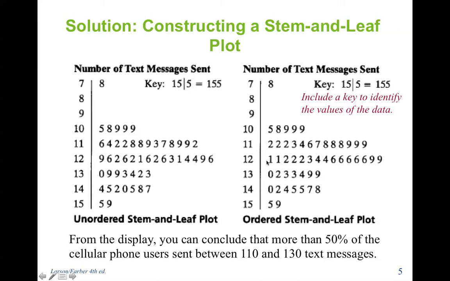And when we're looking at it this way, you can see a whole lot more about our data. You can see that the majority of numbers start with 120. And you can see that the majority of cell phone users fall between 110 and 130 text messages.